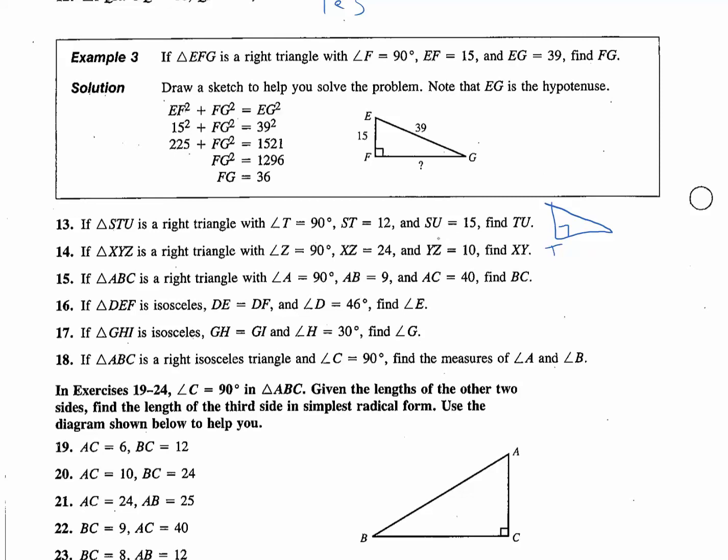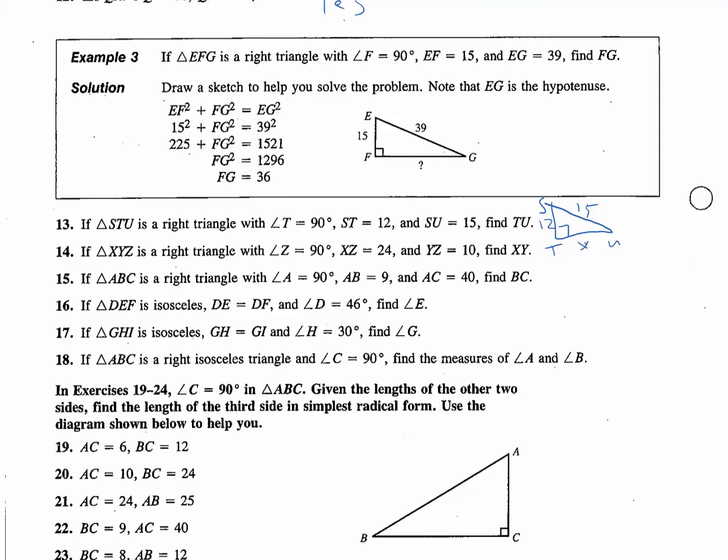So we're going to say angle STU. So here's STU. Okay, then we can fill in what we know. Angle T is 90. The measure of ST is 12, so that's going to be right here. ST is 12. Then it says SU is 15. So this is 15 right here. And then it says find TU. So I'm going to make that X.